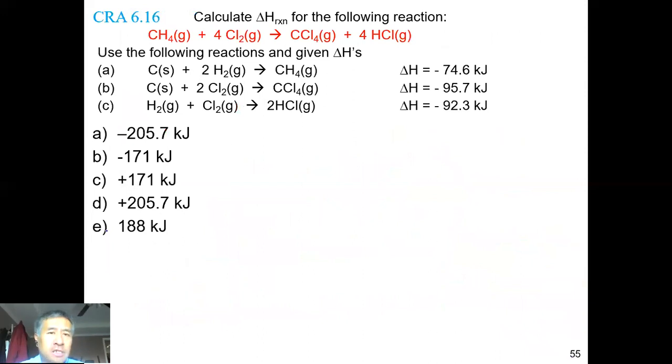Right, so the CRA 6.6, very similar. You want to calculate this delta H. So what is delta H for this reaction? Again, as the last slide, we'll call this T, total. So we want to calculate delta H, T, total, from A, B, C. So you just see, what do you do to this equation A? We need to reverse equation A. Why do we need to reverse A?